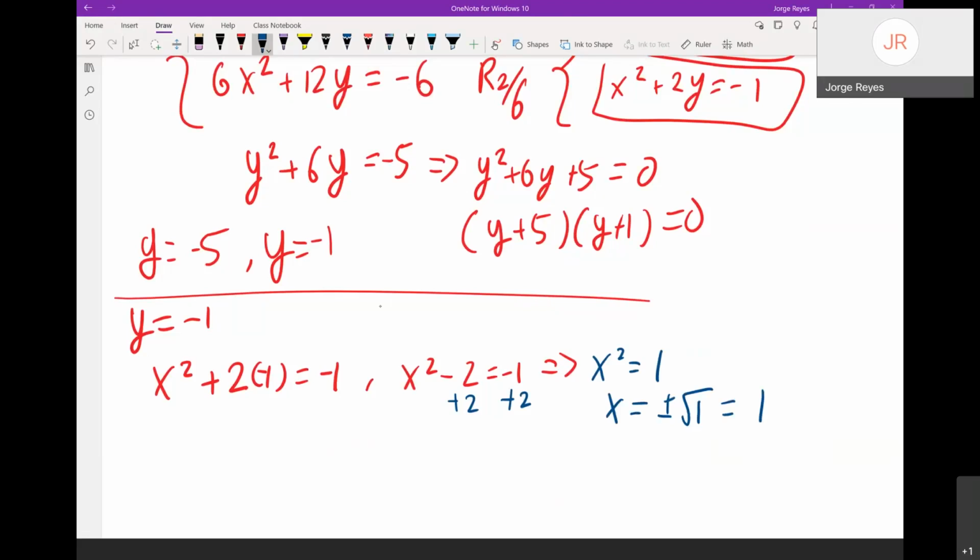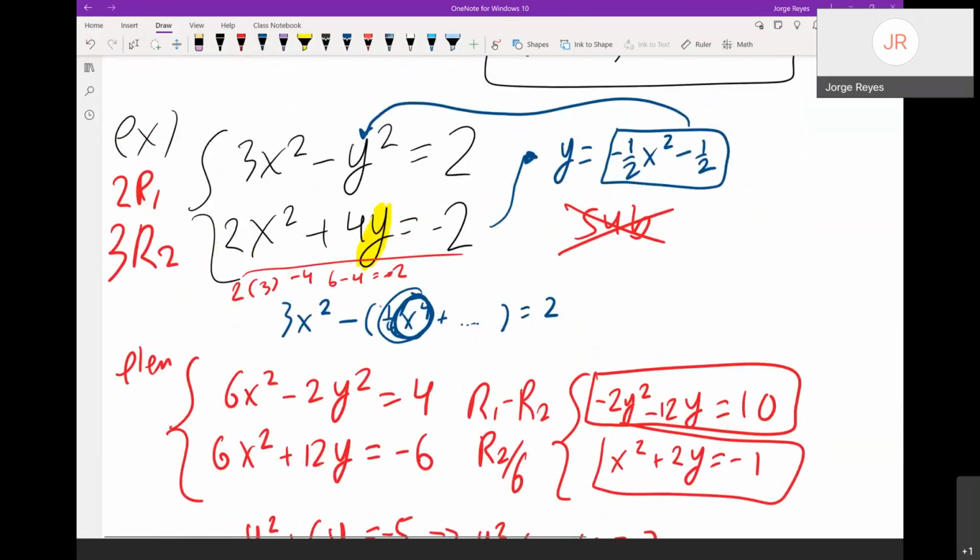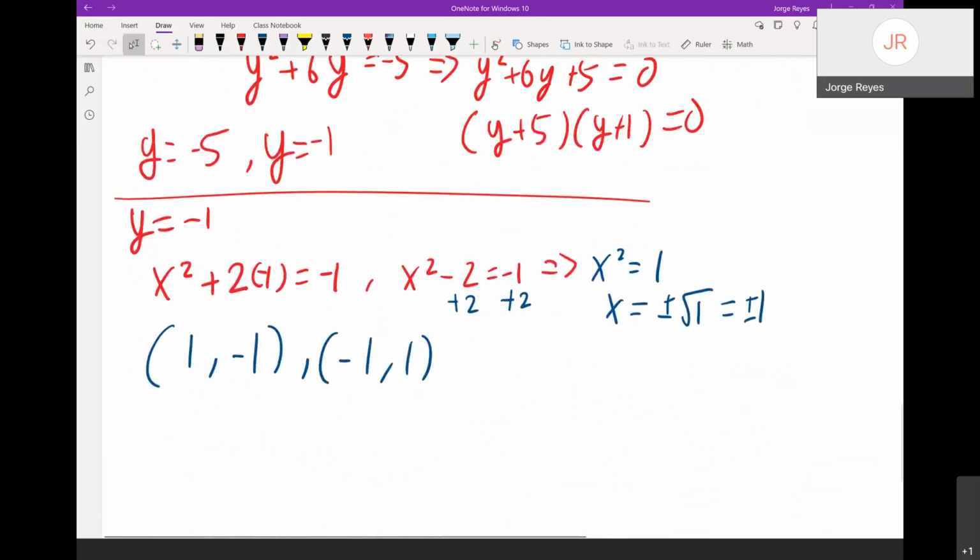All right. So you get plus minus 1. So 1, -1 and -1, -1. If you plug that into here, it works. As long as you actually know how to subtract, because 2 minus 4 definitely is -2, then you will be correct. Okay.